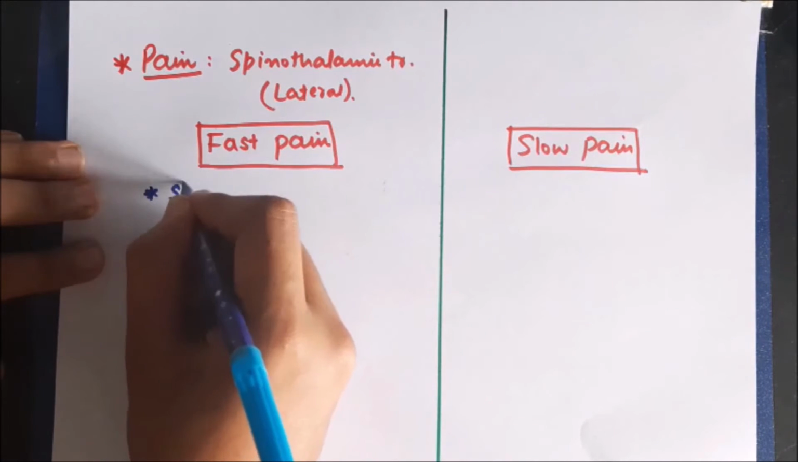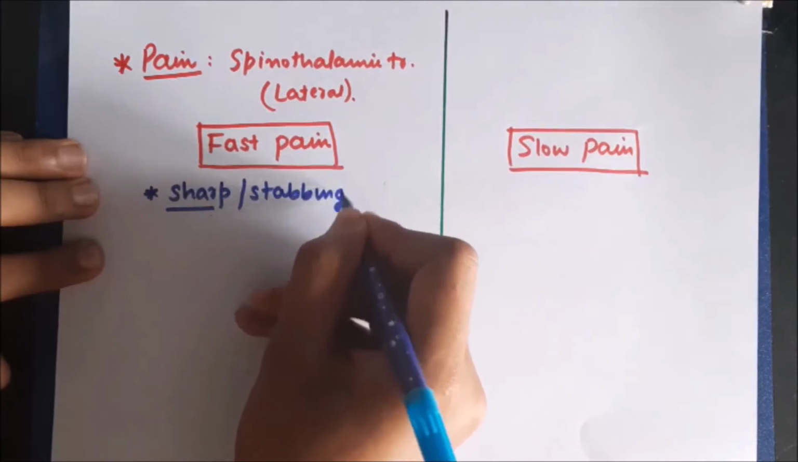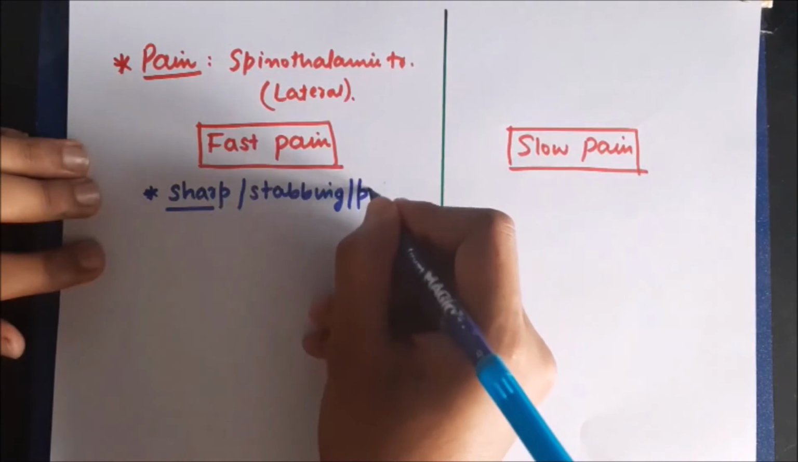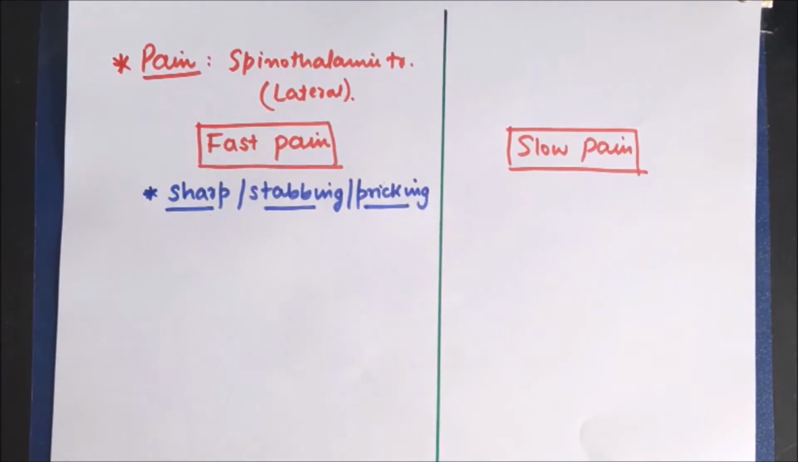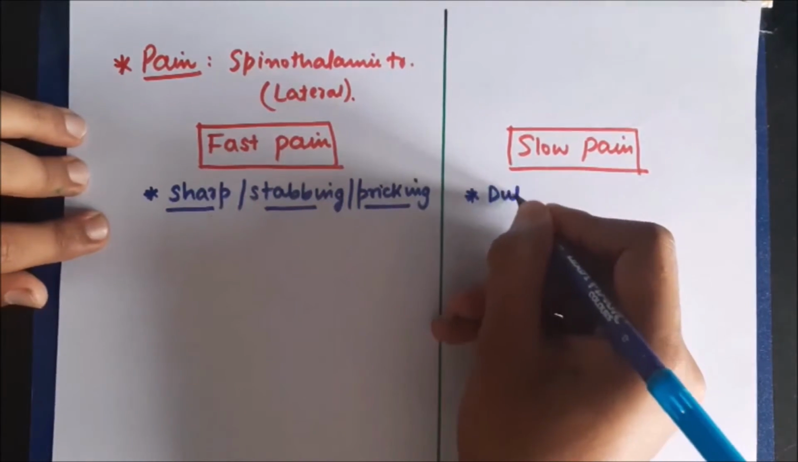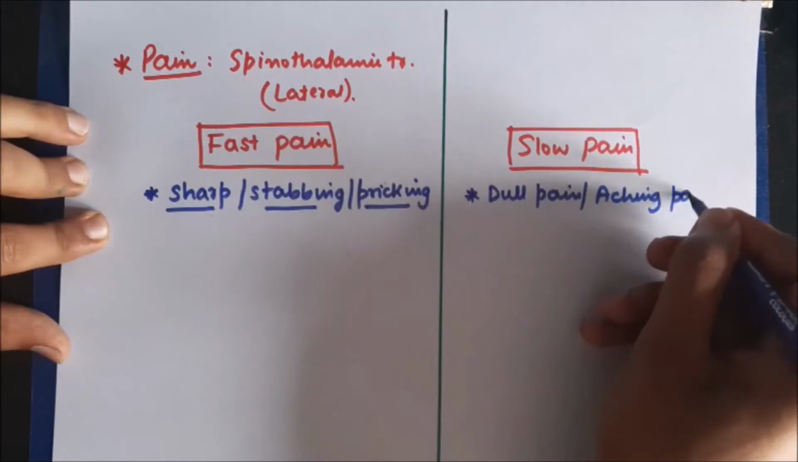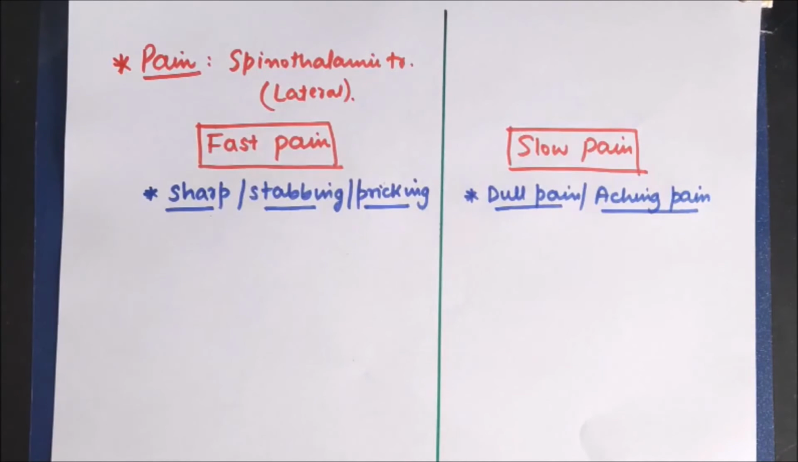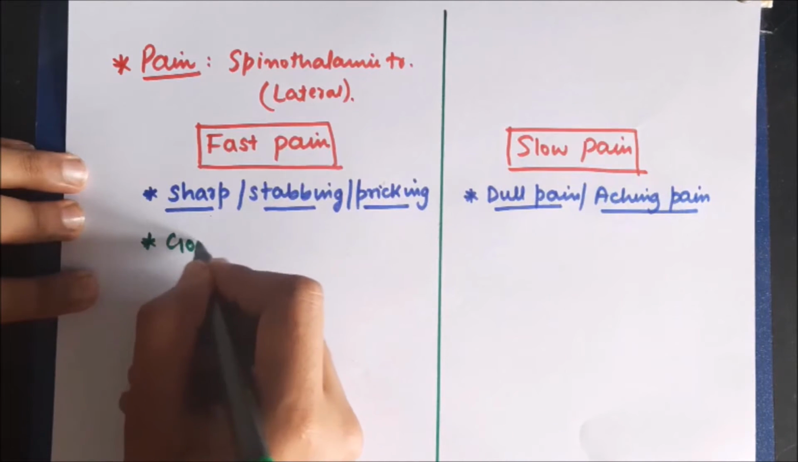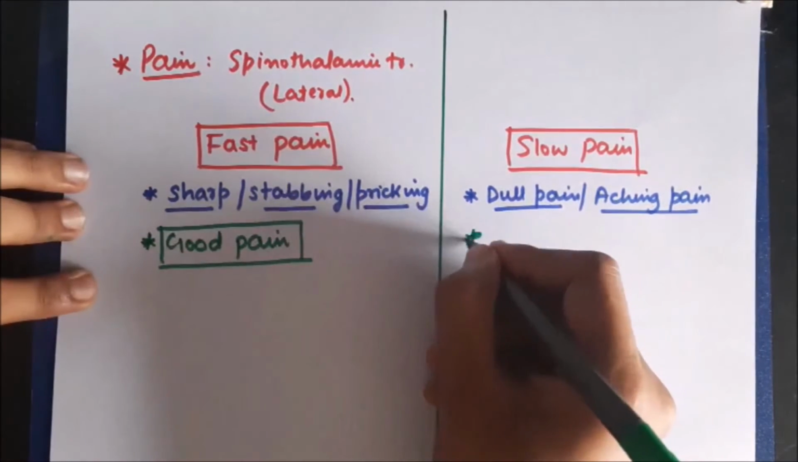So fast pain is also called sharp pain, stabbing pain, even pricking pain. So these are synonymous terms for fast pain. On the other hand, slow pain is called dull pain. It's also called aching pain. Fast pain is also called good pain, while slow pain is called bad pain.